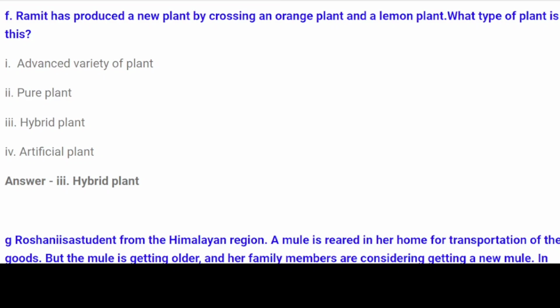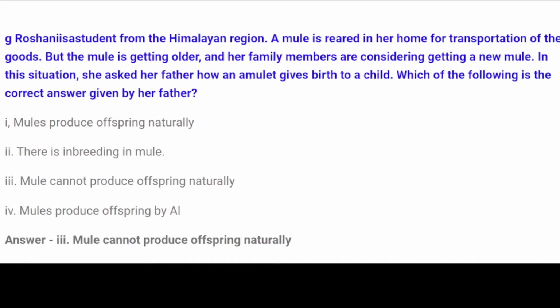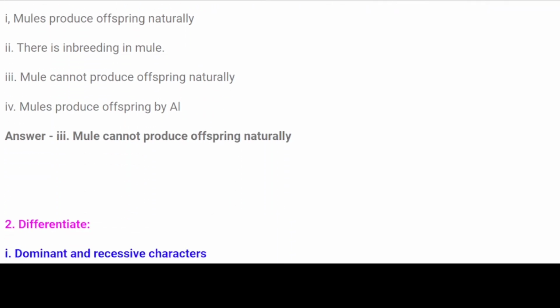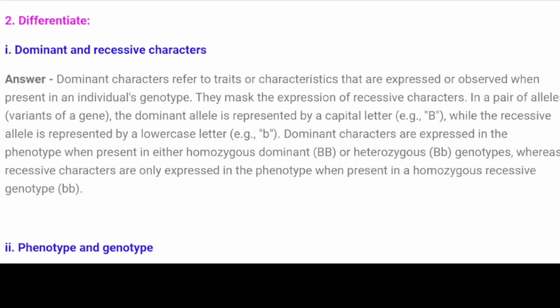2. Differentiate. 1. Dominant and recessive characters. Answer: Dominant characters refer to traits or characteristics that are expressed or observed when present in an individual's genotype. They mask the expression of recessive characters. In a pair of alleles, variants of a gene, the dominant allele is represented by a capital letter, example, B, while the recessive allele is represented by a lowercase letter, example, b.